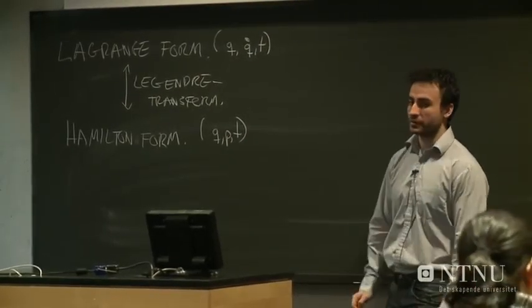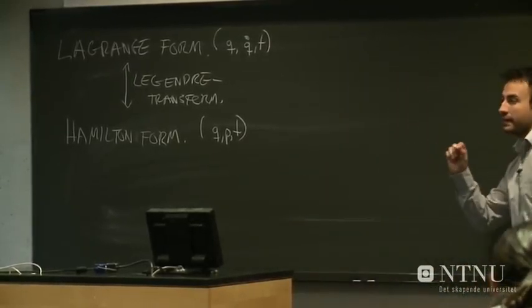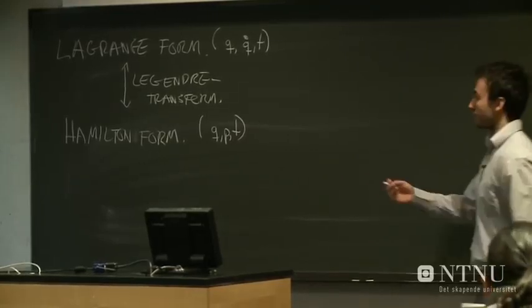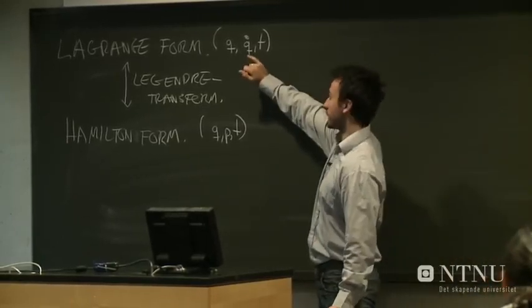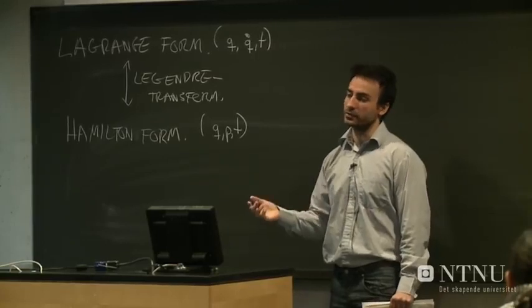And so the prescription to go from the Lagrangian to the Hamiltonian was to simply subtract the product of the two variables we wanted to interchange. So in fact, we subtracted the product between q dot and p in order to make this Legendre transformation.